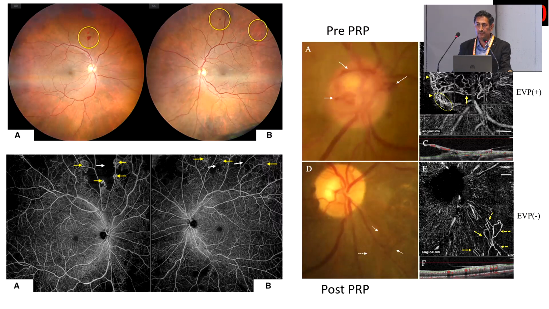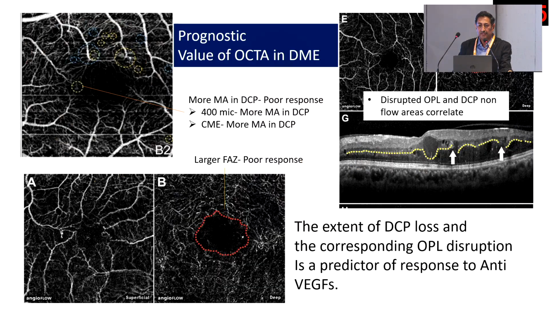But here you can see how nicely the vasculature has changed, the morphology has changed. It is not very exuberant. The anastomosis, looping has come down, and a few vessels are seen, that's all. So it's very good to study the morphology. And it has very good prognostic value in DME cases.